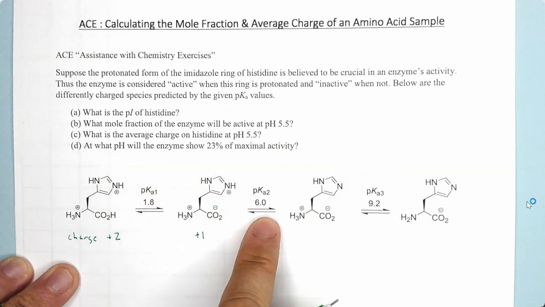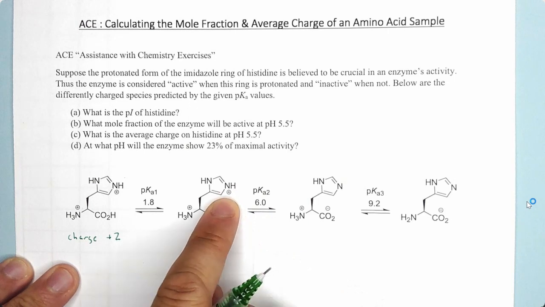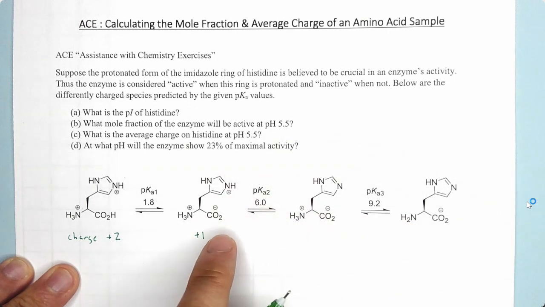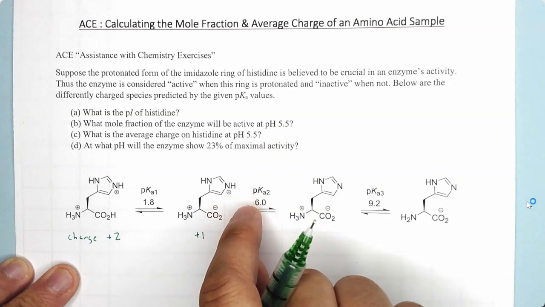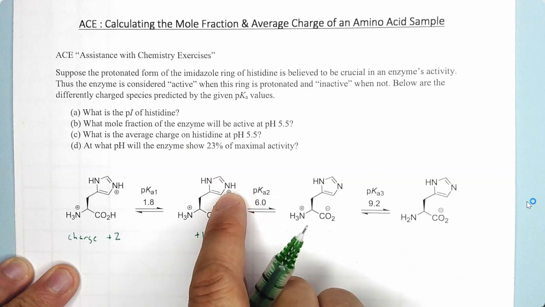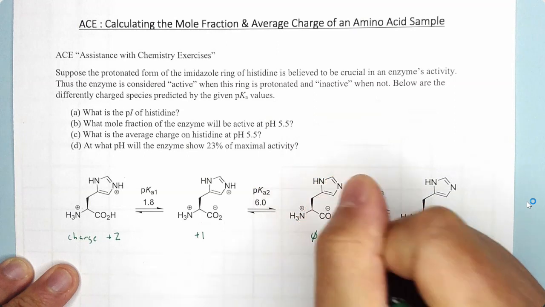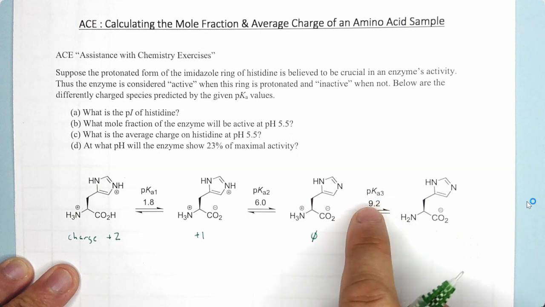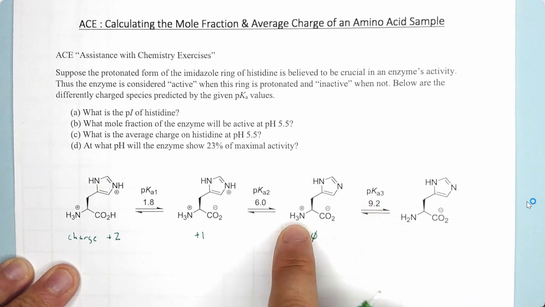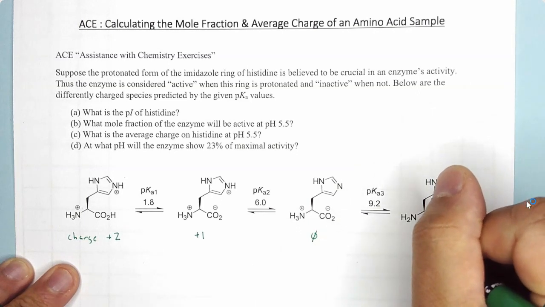The next pKa is the pKa for the side group nitrogen, and so let's say we go to pH 7, that is basic enough to deprotonate this nitrogen here, and thus the species is neutral. And if we get even more basic, like pH of 10, we're on the basic side of this pKa, meaning that we will deprotonate this nitrogen and make that neutral, and the overall charge of the histidine amino acid is -1.